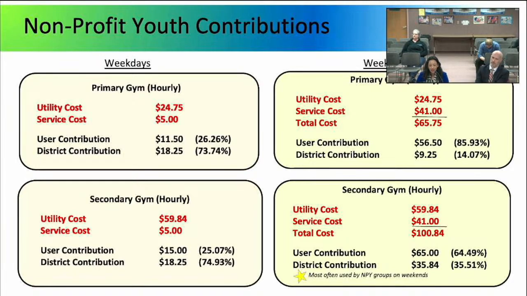And then secondary, the utility is $59.84. The service cost is $50. User contribution is $15, and then district contribution is $18.